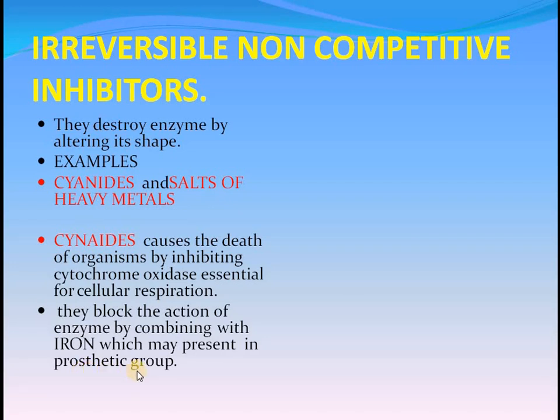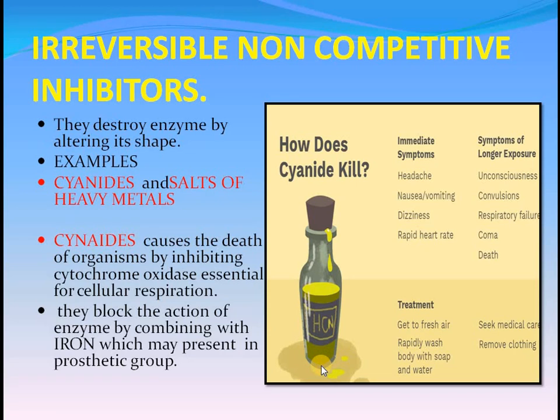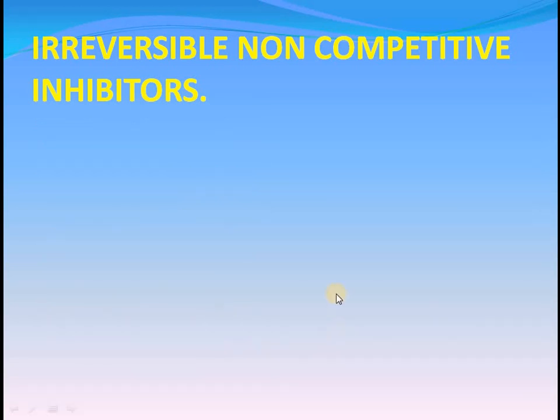You have studied about cofactors. कोफैक्टर में आपने प्रोस्टैटिक ग्रुप पढ़ा था और उसमें प्रोस्टैटिक ग्रुप में क्या है मीन्स मे बी इट कॉन्टेन आयरन एंड देन दिस आयरन बेसिकली ब्लॉक द एक्शन ऑफ एंजाइम. Irreversible non-competitive inhibitors. The second type is salt of heavy metals.